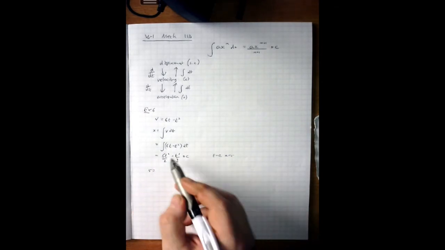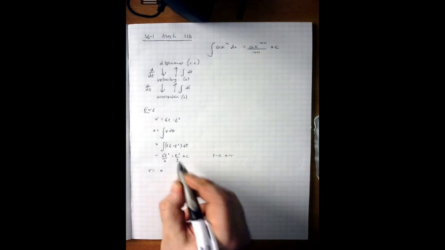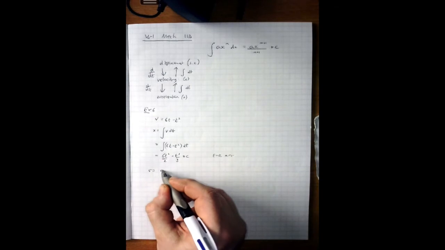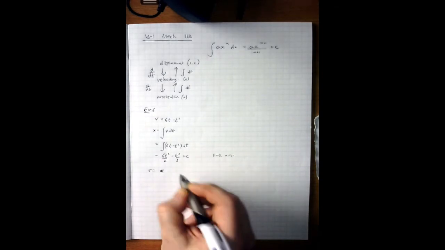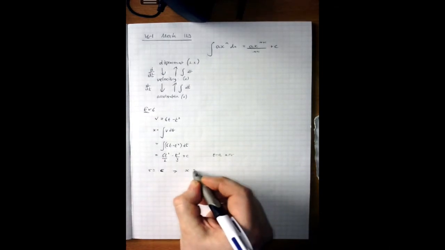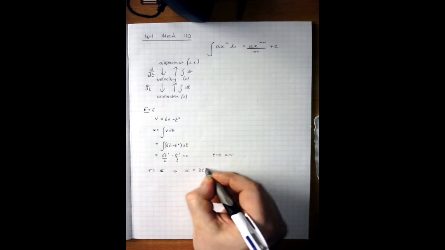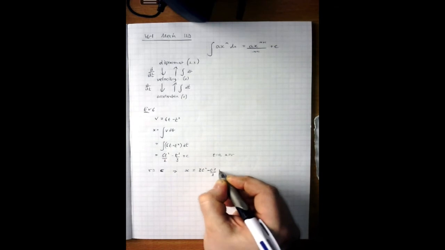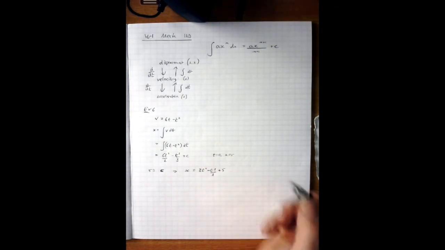5 equals 6 times 0 squared over 2 is 0. 0 cubed over 3 is 0. So c must be 5. So x is 3t squared minus t cubed over 3 plus 5. That's part A done.